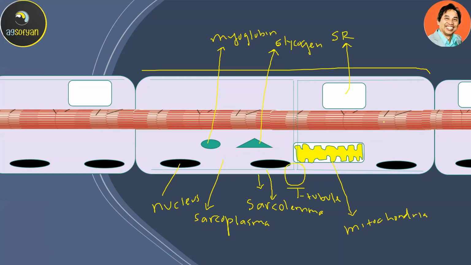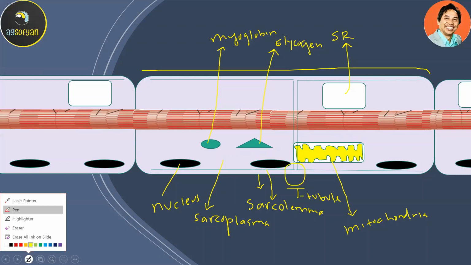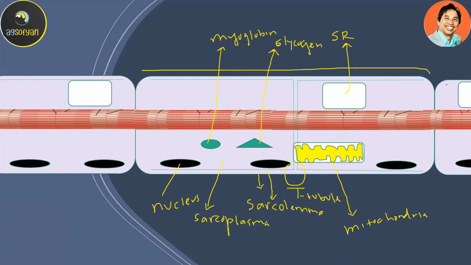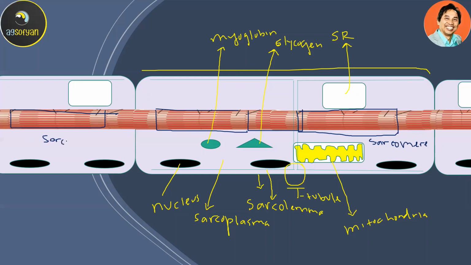Okay, and of course there is a fiber, a long fiber. Its boundary over here is from this Z structure to another Z structure. This is one unit. It's called the sarcomere. Okay, and this is another unit of sarcomere. This is from Z to Z. This is another sarcomere. This is another sarcomere.